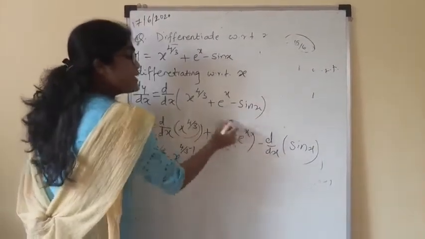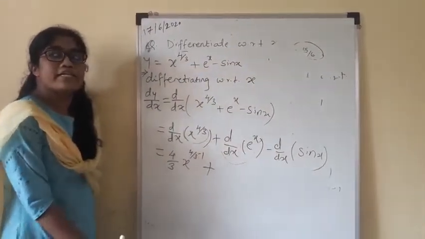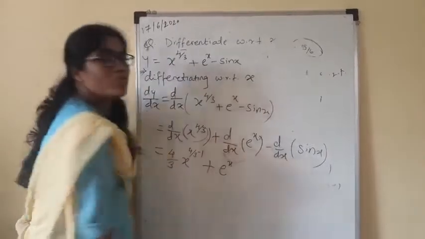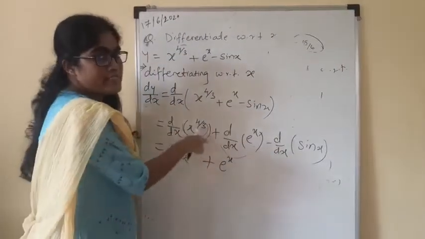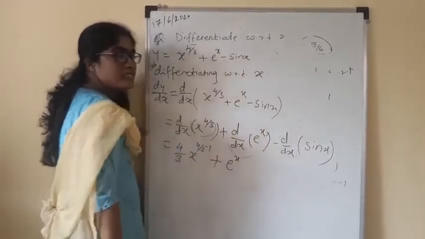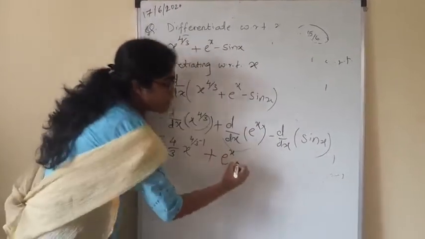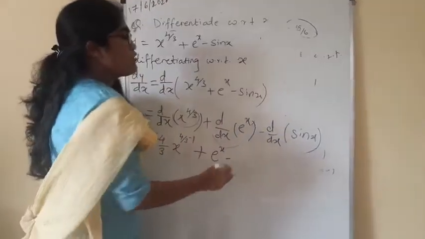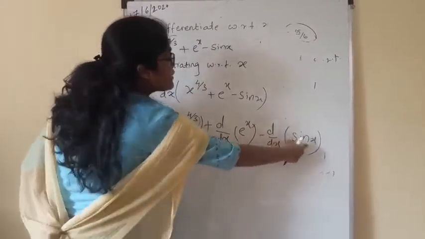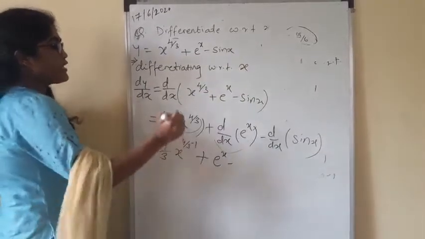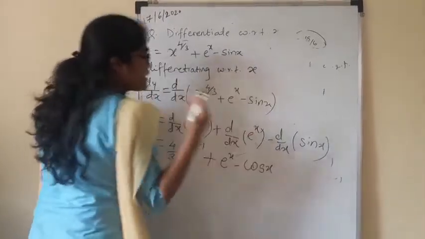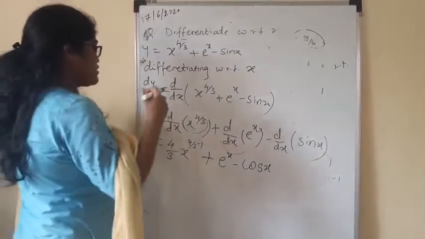Now the derivative of e raised to x is e raised to x only, because we have seen this standard derivative in that table yesterday. And now minus sign as it is. Now the derivative of sin x is cos x.